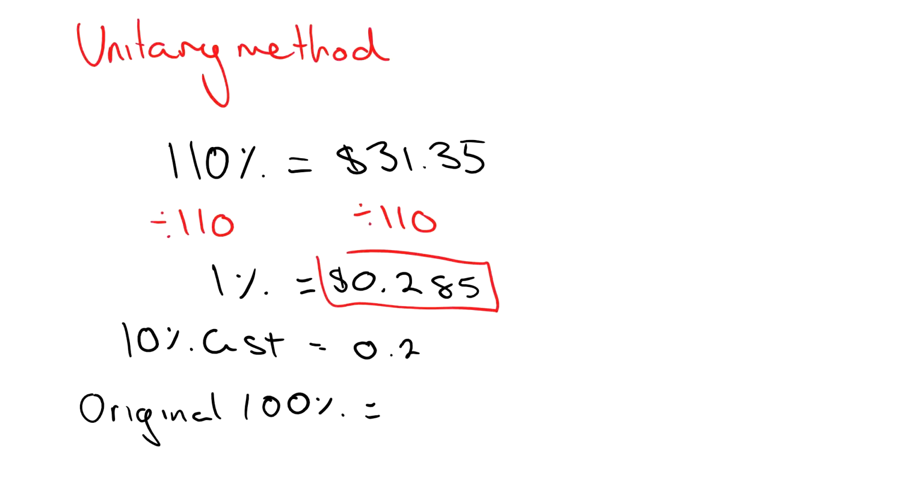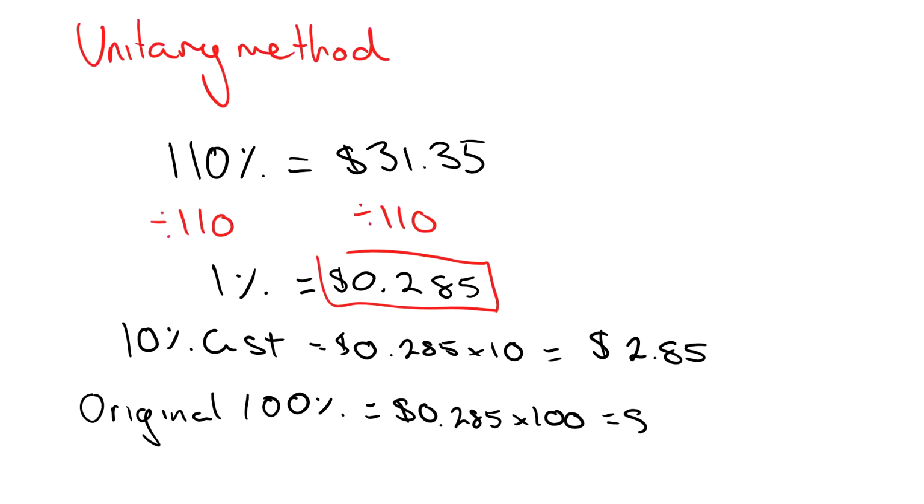So all I need to do is multiply this by 10 to get my GST, so 0.285 times 10. And to get my original cost, it's going to be my 0.285 times 100. So my GST is $2.85 and the original cost was $28.50. Alright, so I would be using the unitary method.